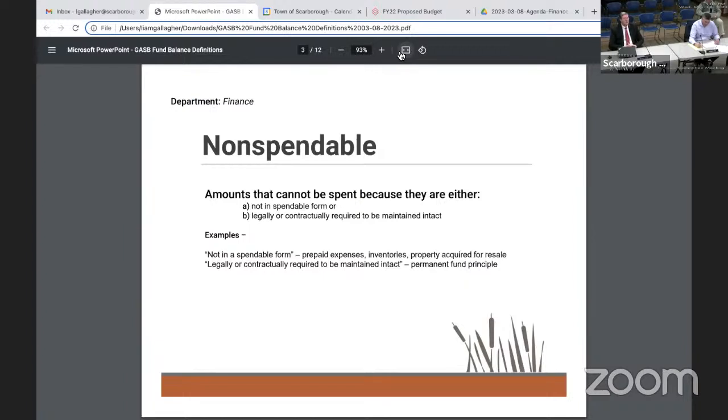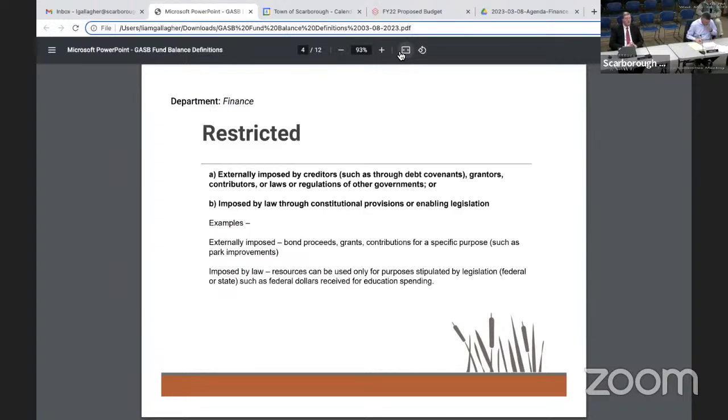Thank you. So legally or contractually, so our cemetery funds, the corpus of the fund that maintains the cemeteries, those would be non-spendable because we have a trust in place that says that those are in perpetuity. So if we can move to the next, if there are no other questions, we'll move to the next category. Restricted, so we're working down to the categories of GASB fund balance.